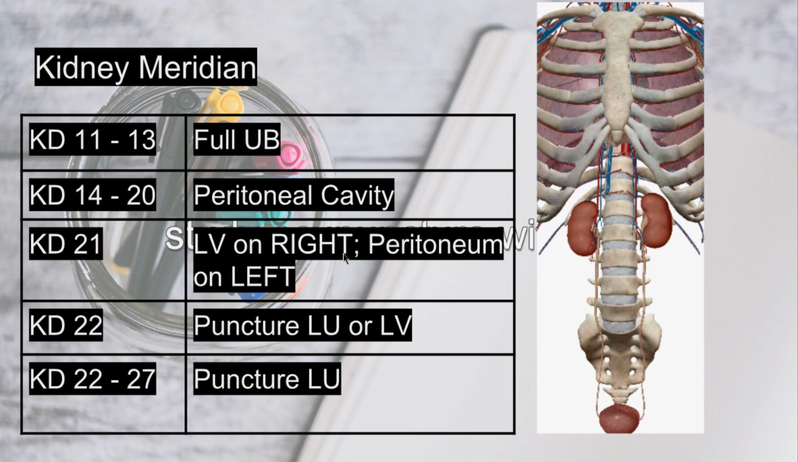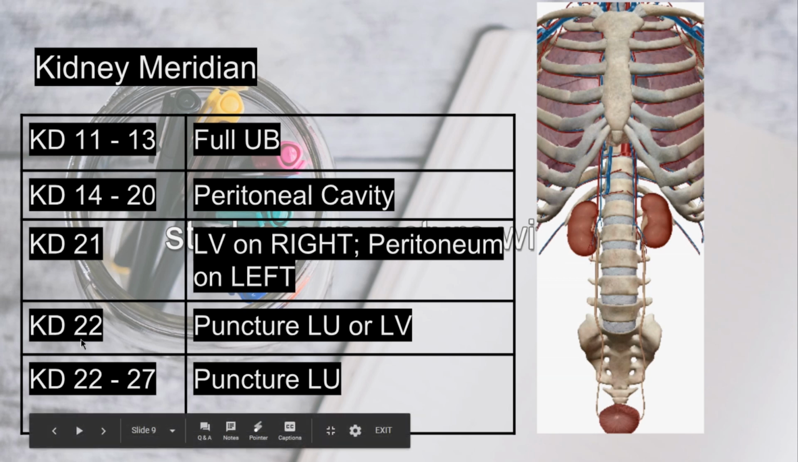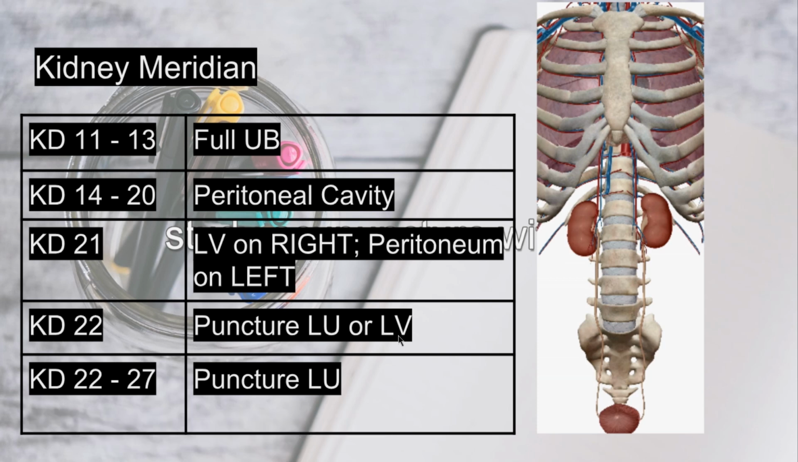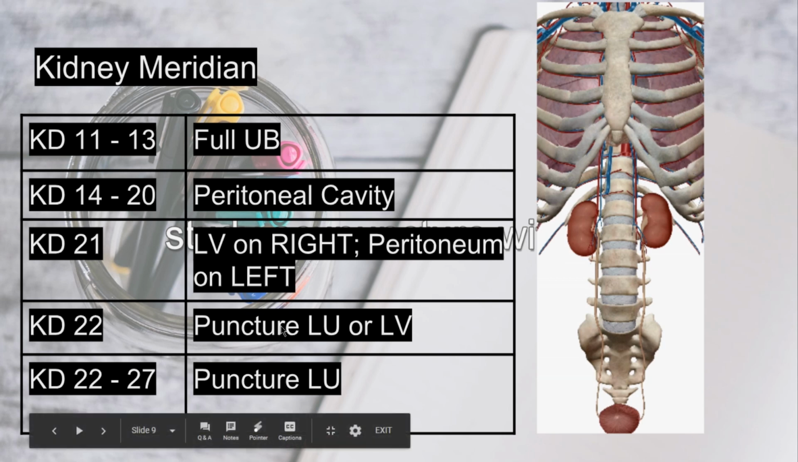It actually isn't until kidney 22 that the meridian moves from 0.5 cun from the midline to 2 cun from the midline, right at the 5th intercostal space. With kidney 22 being in the 5th intercostal space. So kidney 22, you can either puncture the lung or the liver. And then kidney 22 to 27, you can puncture the lung with deep needling.